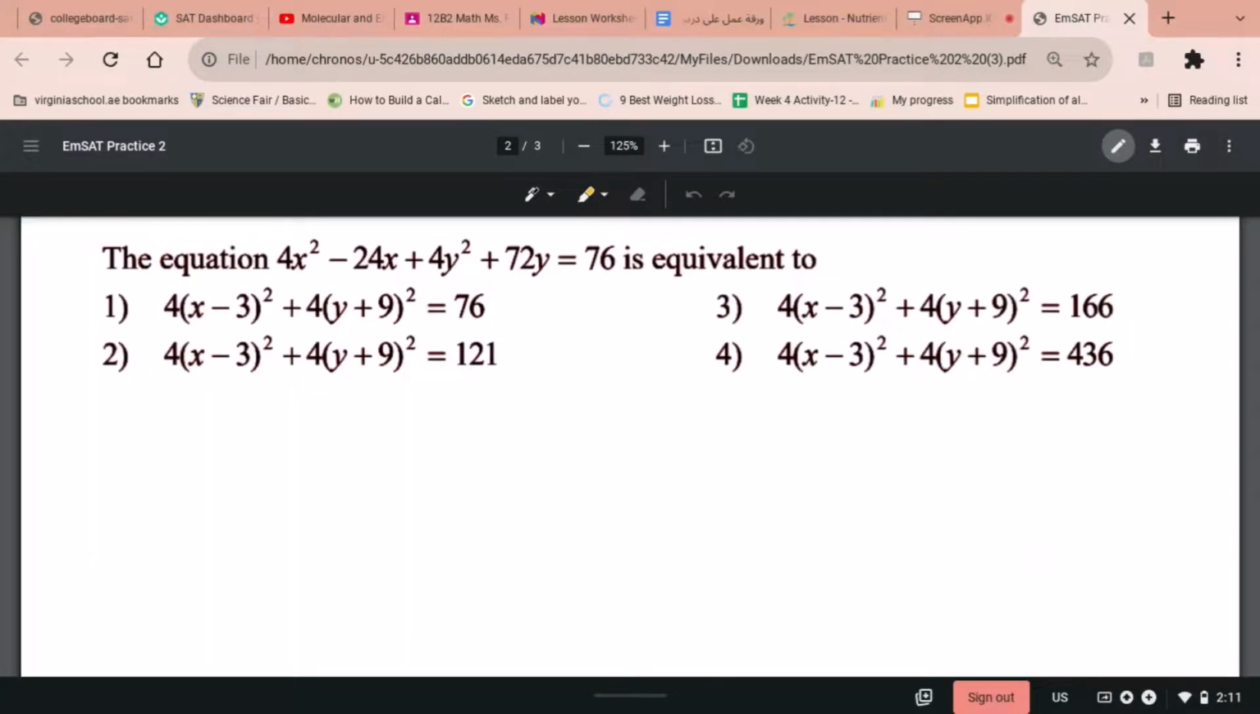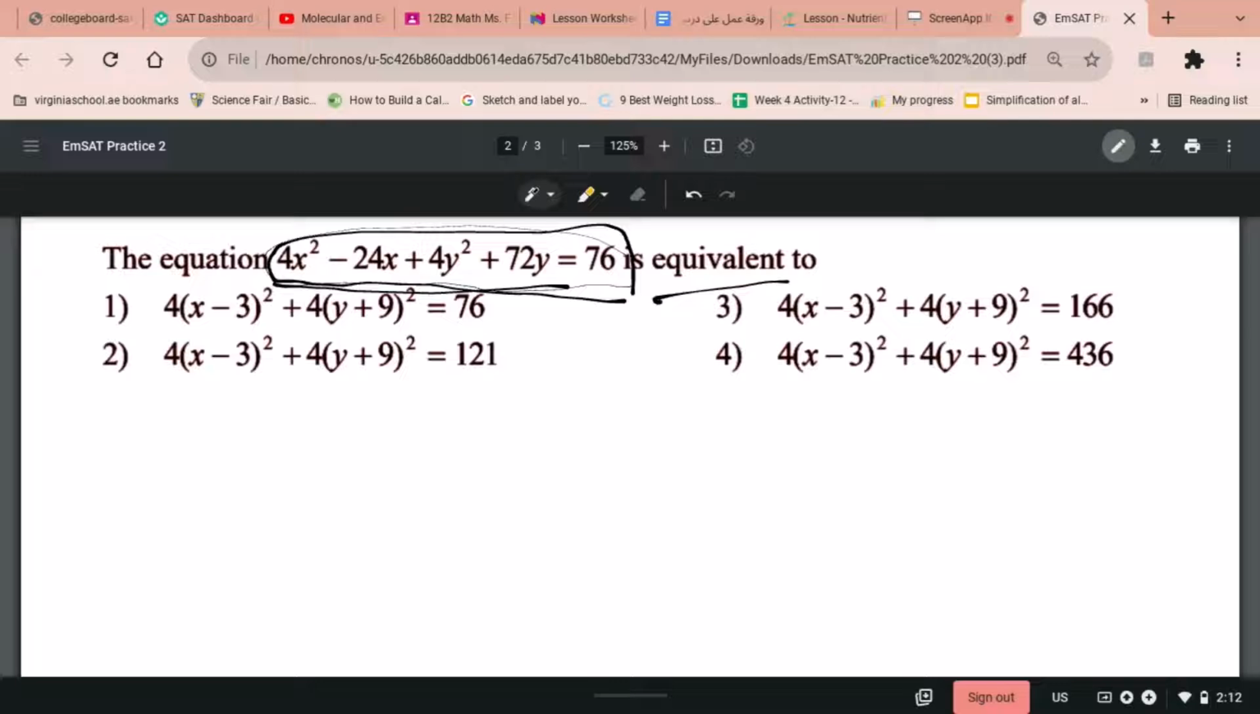Then we get back to the main question. The question says the equation x squared minus 24x plus 4y squared plus 72y equal to 76. Let's make it bigger. As it says, this expression should be equivalent to one of the 4 choices that we see. First of all, we can notice that we have 2 variables in this expression, which are x and y.